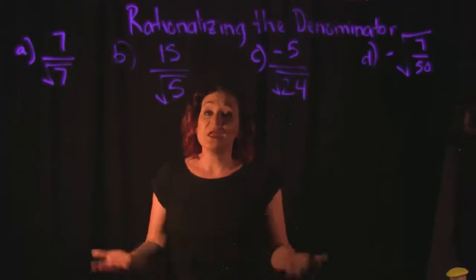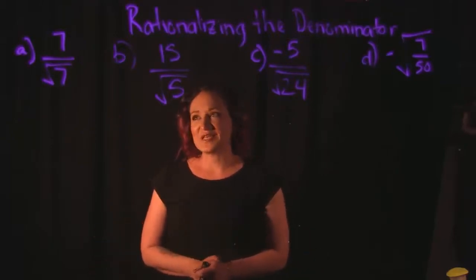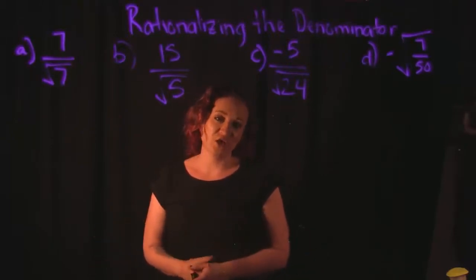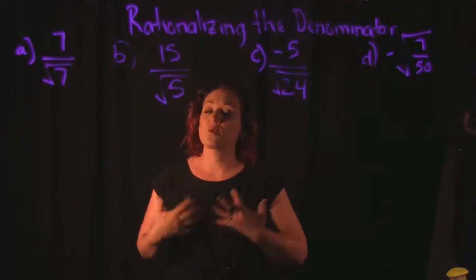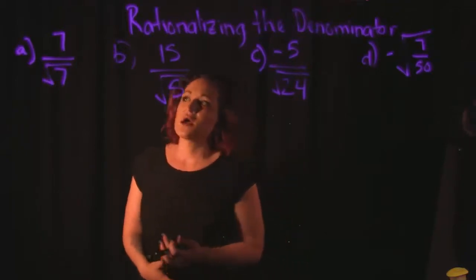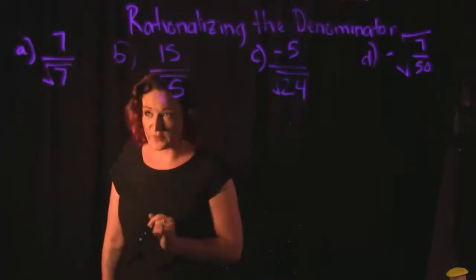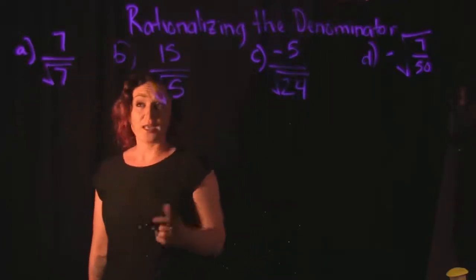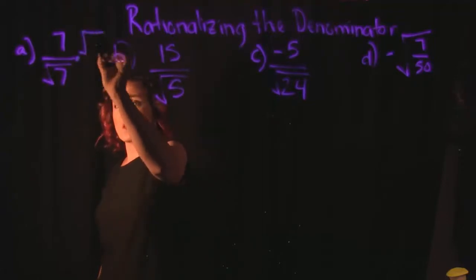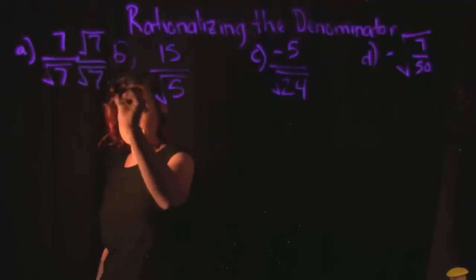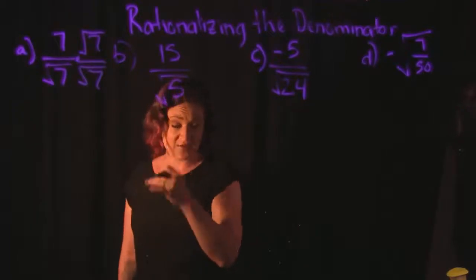So the way that we get rid of that radical in the denominator is we're going to multiply the entire fraction, numerator and denominator, by whatever that radical is. So for example, in A, we have 7 over the square root of 7. It's the square root of 7 that we want to get rid of. So we are going to multiply the numerator and the denominator by square root of 7 over square root of 7.